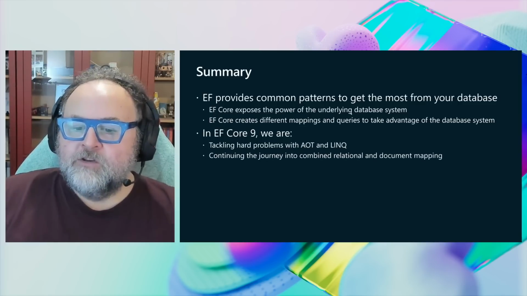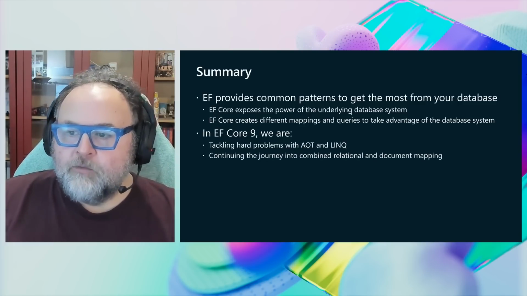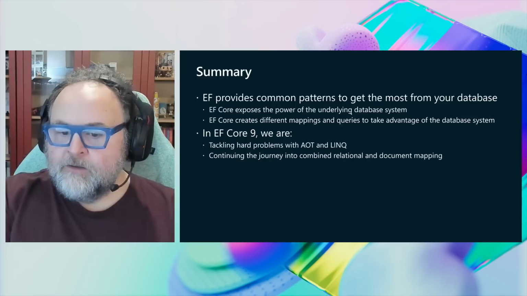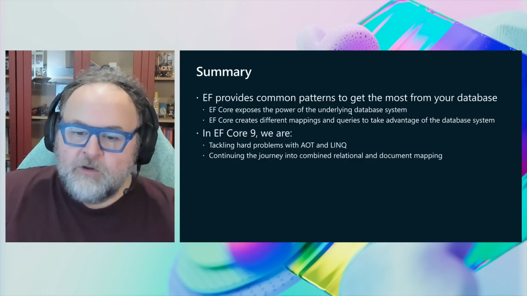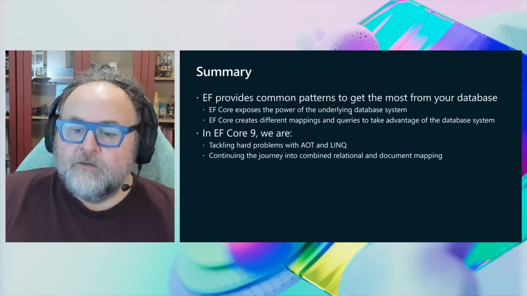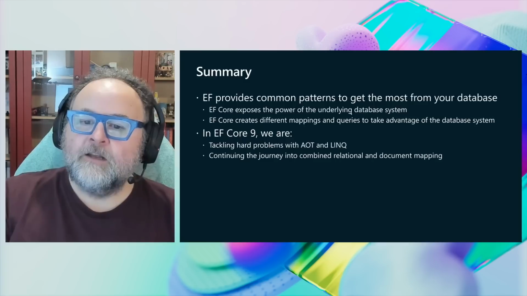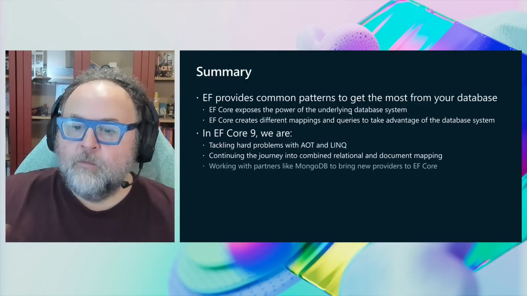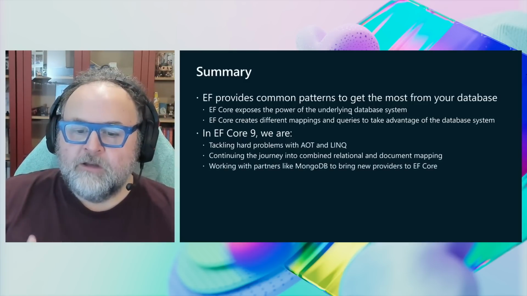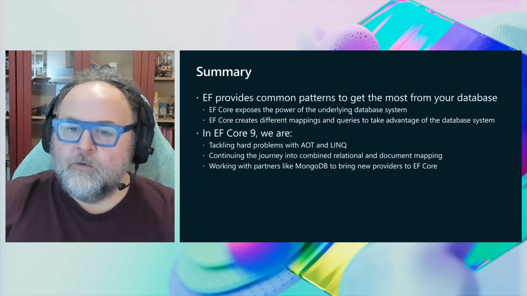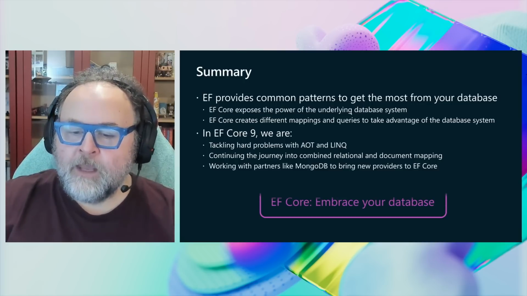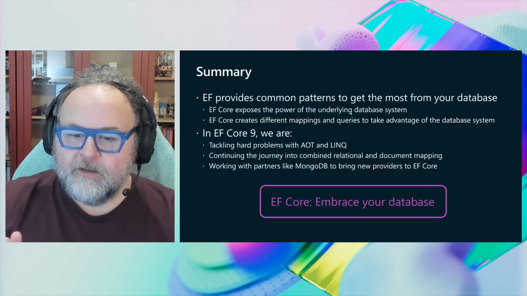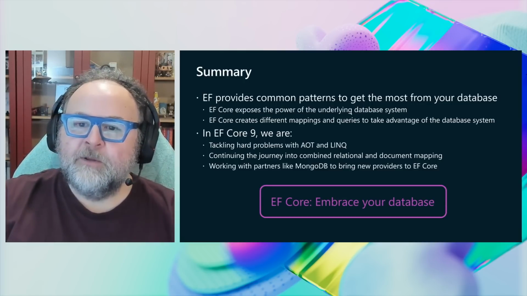And we're continuing this journey that we started going into combined relational document mapping. I talked about this at .NET Conf last year. Community Standups has some more information on this if you're interested. There'll be a link in just a second. And also, we're working with partners like MongoDB to bring new providers to EF Core, which is also always really cool. And remember, embrace your database. You want to use it to the best of its abilities.